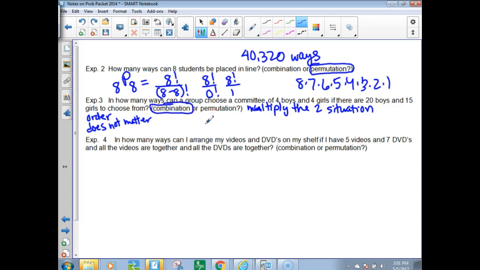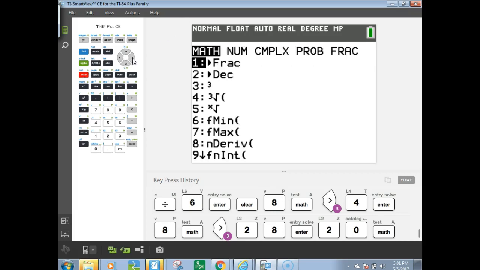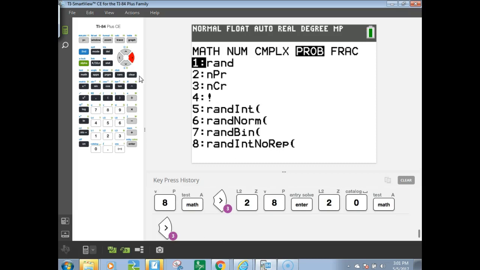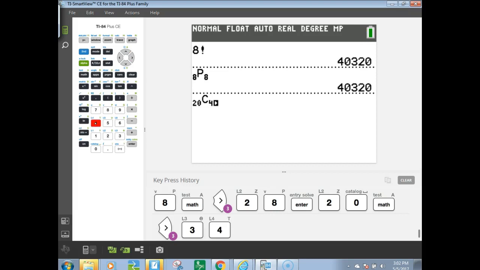We have 2 combinations, though. We have 20 boys, so we're going to take 4 of them. So the N is 20 and the R is 4. And we're going to multiply that times the girls that we need to choose, 15 girls to choose from, and we're taking 4. So we're just going to type this in the calculator as opposed to doing it all out with the formula. So type 20, and then press your button for math, arrow to probability, press 3, and then put in how many were taken, which was 4.